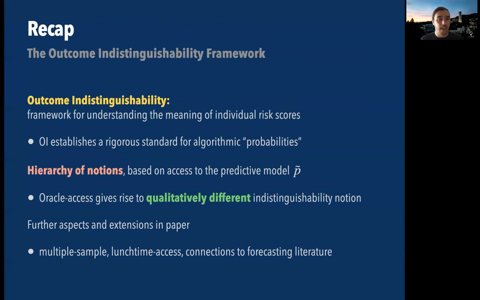Good. So to recap, we talked about this idea of outcome indistinguishability as a framework for understanding the meaning of individual risk scores and as a new goal for prediction. We defined a hierarchy of notions based on the access that we allowed to the predictive model P tilde. And we saw that oracle access gave qualitatively different results as an indistinguishability notion than a lot of prior notions. And we discuss a number of further aspects and extensions in the paper: multiple samples, lunchtime access, connections to various other literatures as well that I don't have time to discuss today.